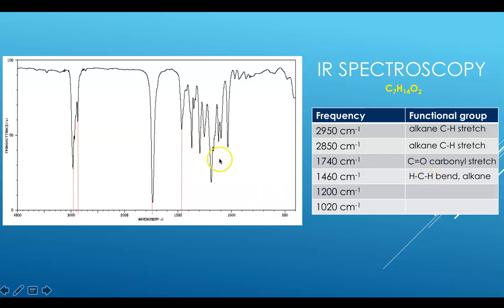And then we have several other peaks that are a bit more difficult to interpret, but we could guess that this one around 1200 and this one around 1020 are in the range for the C-O single bond stretches. And we know that we do have 2 oxygens in our molecule, so that is definitely a possibility. We could be looking at something like an ester at this point, with 1 carbonyl group and 1 C-O single bond.